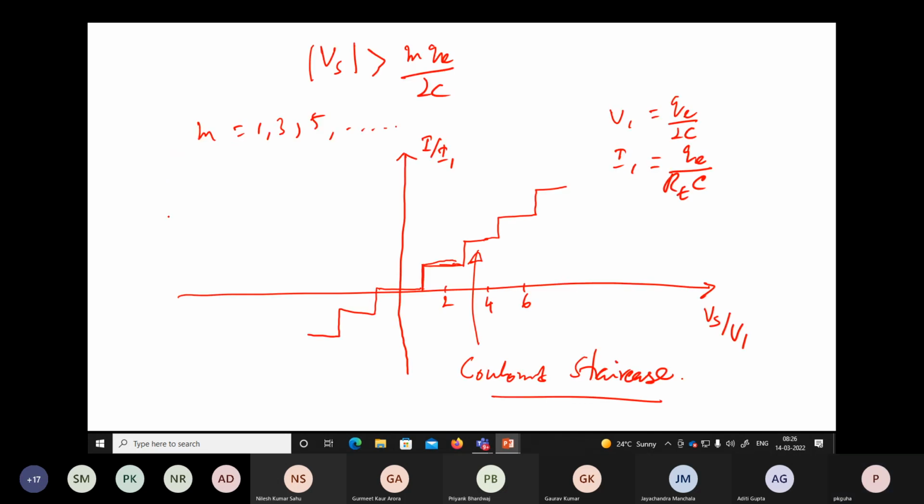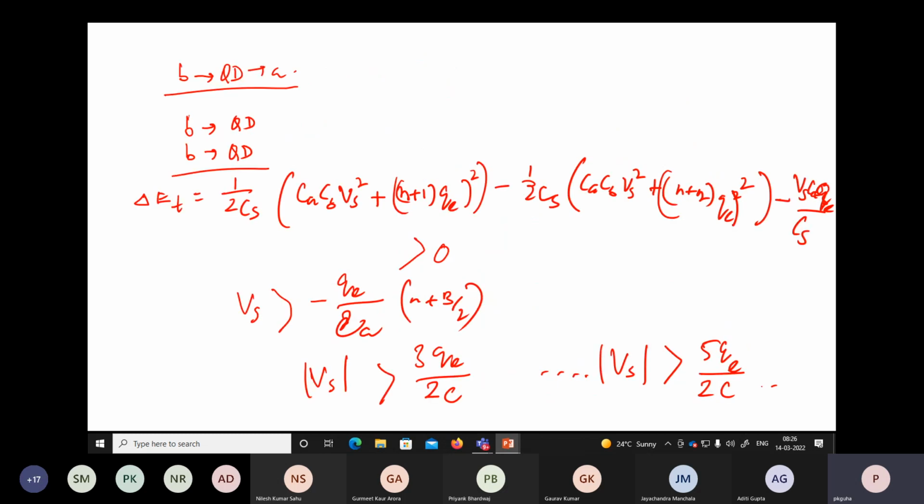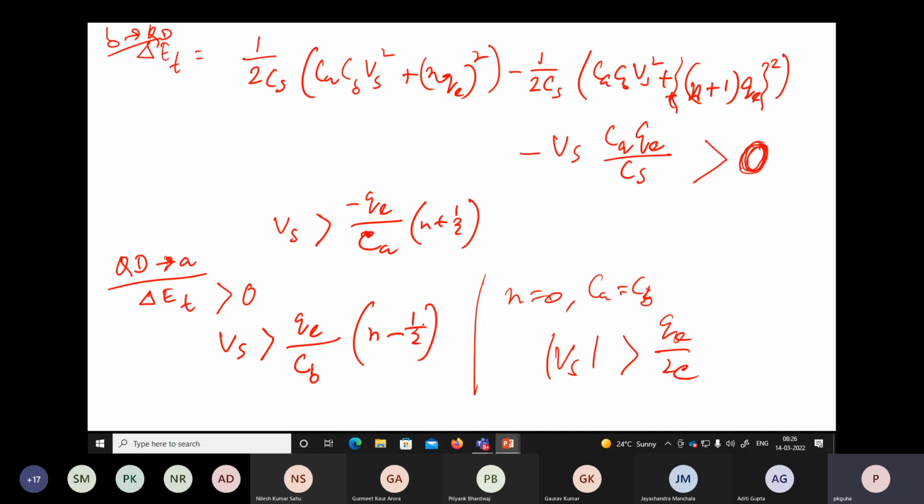Excuse me, sir. In that expression which you have derived, that condition for Vs, I have cross-checked that and I was getting it to be minus 1 upon Ca in bracket n plus QE by 2. I have even sent you the steps by mail last week. So you are saying this expression in the previous slide, that Vs greater than minus QE by Ca, was coming out to be minus 1 by Ca in bracket n plus QE by 2. And similarly for the next expression, it was 1 upon Cb, n minus QE by 2.